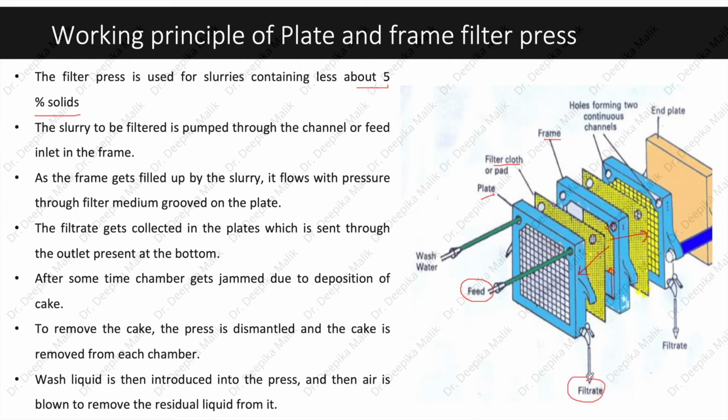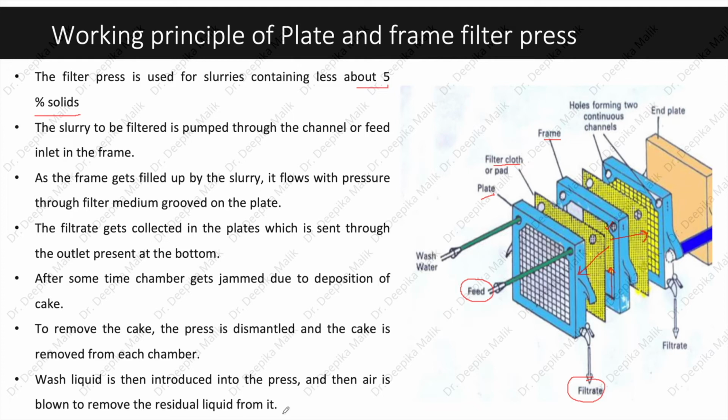After some time, the chamber gets jammed due to deposition of the cake. To remove the cake, the press is dismantled and the cake is removed from each chamber. Wash liquid is then introduced into the press and then air is blown to remove the residual liquid from it.